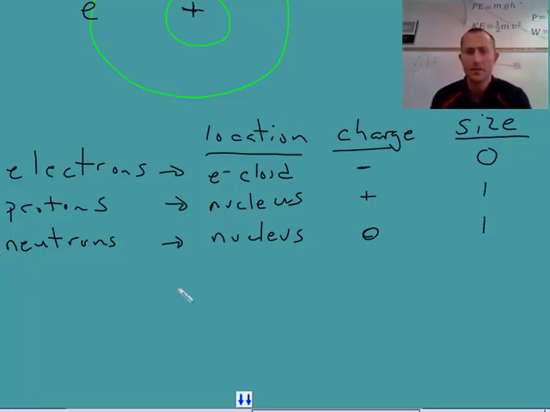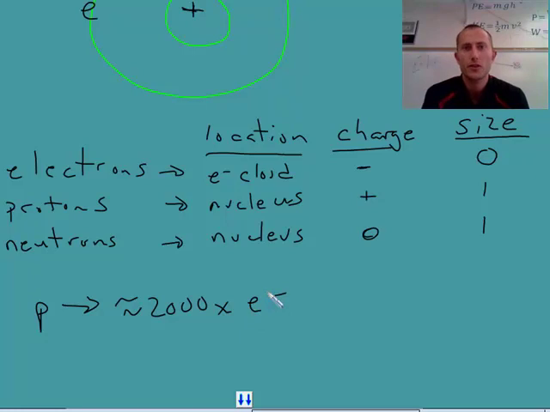Now, despite the significantly larger size of the proton, as I said, roughly 2,000 times the electron mass, the magnitudes of their charges are identical. So as strongly negative as an electron is, a proton has the same level of what's called positivity. So a proton and an electron in terms of charges will completely cancel each other out. They have identical magnitudes, just opposite signs, positive and negative.